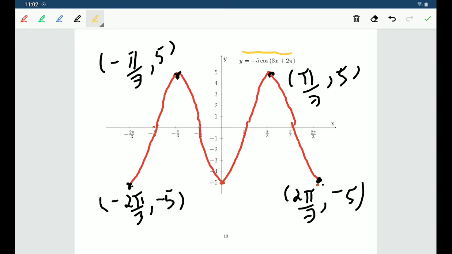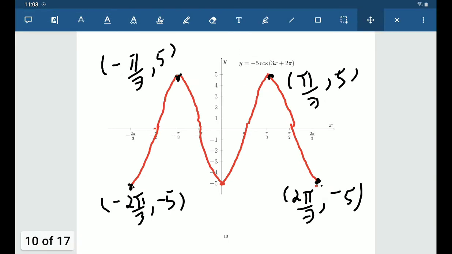So as always, our tick marks are labeled. The x-axis is labeled with its tick marks, so is the y-axis. Any points that aren't on the axis, x or y, any of those key points, we'll need to label them, and that's what I've done there. And there we go. We have the graph of a nice transformed cosine function.